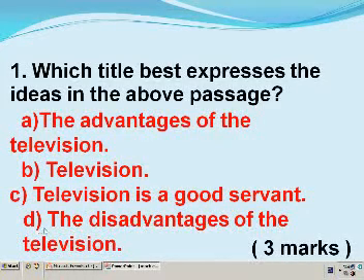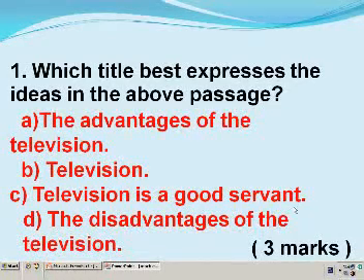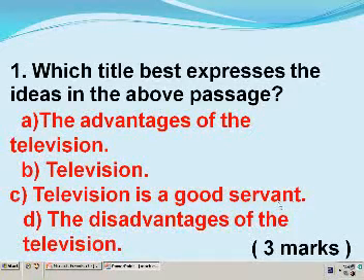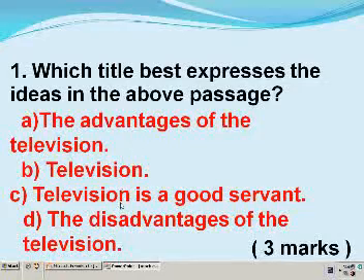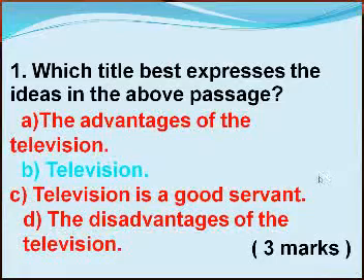Okay, again, D is not correct because it's only about the disadvantages, which is not correct. Actually we had a description of television, we had the advantages and the disadvantages, and we had also something about the television being a good servant. So in order to get the best answer, we have to get the shortest one, which is television, because this includes all the other answers. So the correct answer is, of course, television.